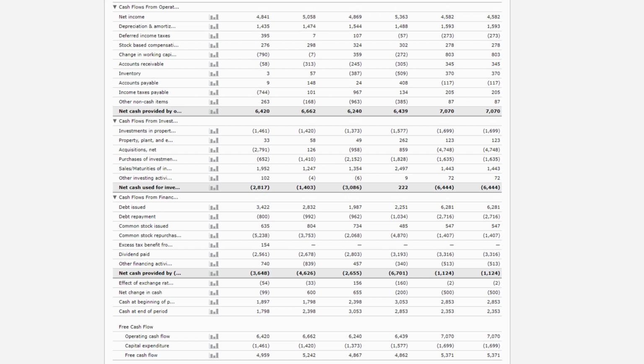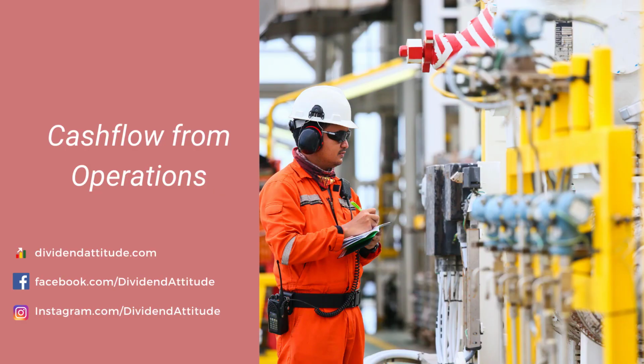A strong cash flow statement shows a positive cash from operations and a negative cash flow from investing and financing. This means the company is investing into the future, resulting in an outflow of money, and paying off more debt than it is incurring, resulting in cash flowing out.